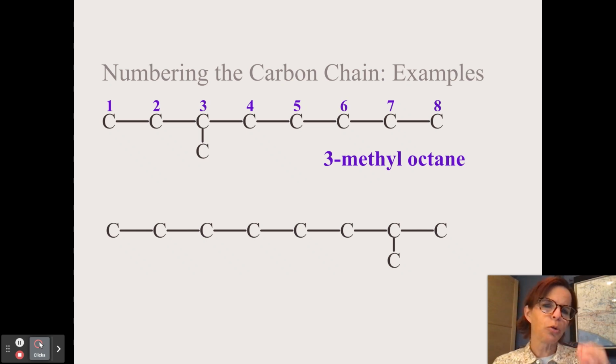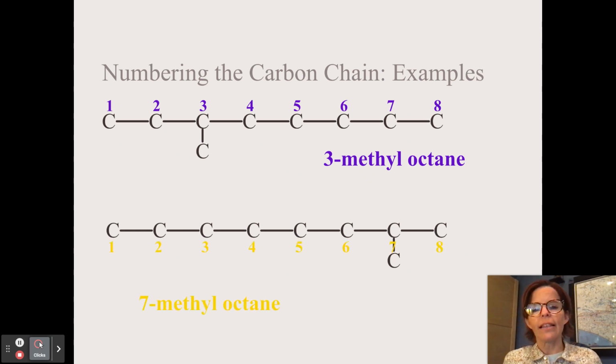Now, let me just make a quick comment about the use of the dash. Even though this is an incredibly precise naming procedure, there are all kinds of debates about when to put in the hyphens and when not to. So I'm here to tell you, if the hyphens help you, put them in. If the hyphens confuse you, leave them out. I'm not going to mark you wrong either way. So if you just wrote 3-methyloctane, yay, I'd give you 100% on this one.